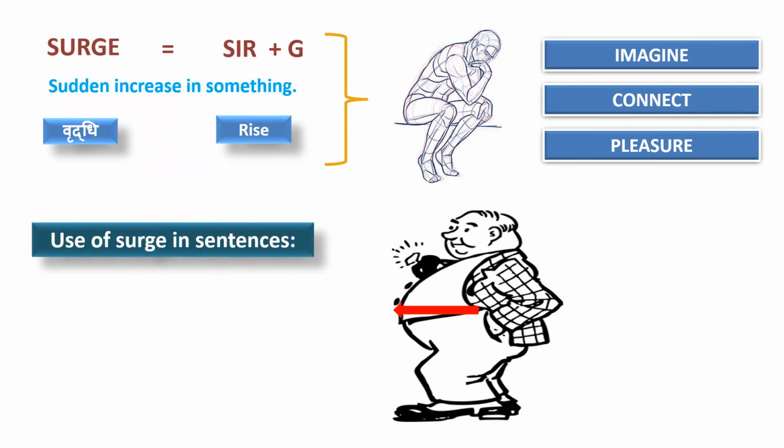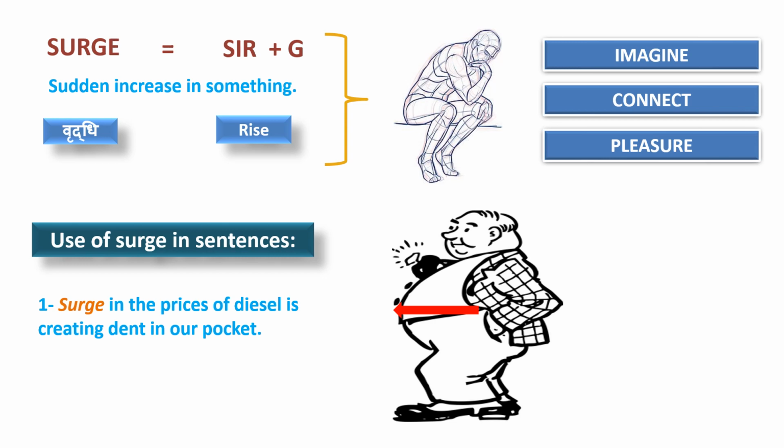Now, can we apply surge in sentences? Surge in the prices of diesel is creating dent in our pocket. Surge in electric voltage burnt our home appliances. So this is how you can remember a new word of English. So you have to apply this way of registration in your daily life.